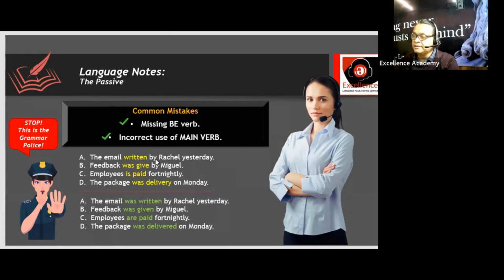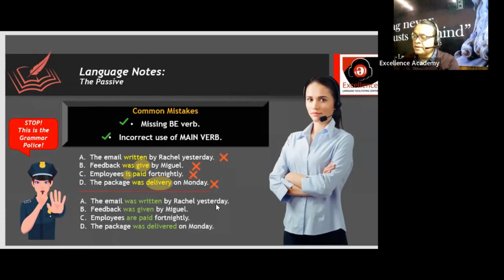The email written by Rachel yesterday. So here, what's the mistake? We forgot the be verb, right? Feedback was give by Miguel. The mistake here was the incorrect participle form of give. Next mistake, employees is paid fortnightly. Here the mistake is the plural form of the verb to be. It should be employees are. And the package was delivery on Monday. Again, incorrect form of the participle. It should be delivered.